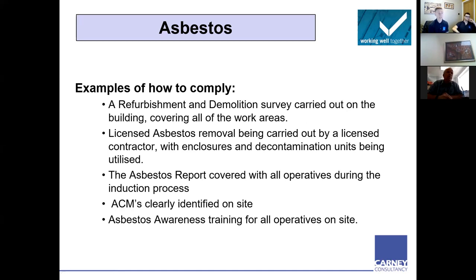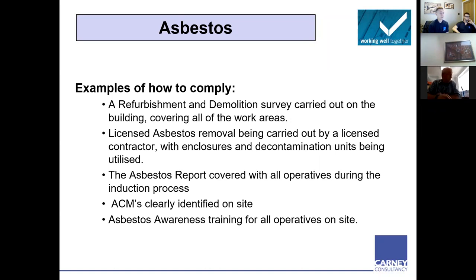A refurbishment and demolition survey carried out on the building covering all of the work areas, not just some. It has to be comprehensive, has to cover all your working areas. A holistic approach. Licensed asbestos removal being carried out by licensed contractors with enclosures and decontamination units being utilised. It'd be very rare that doesn't happen, but there have been cases in the past where asbestos has been removed in an unlicensed manner, let's say.